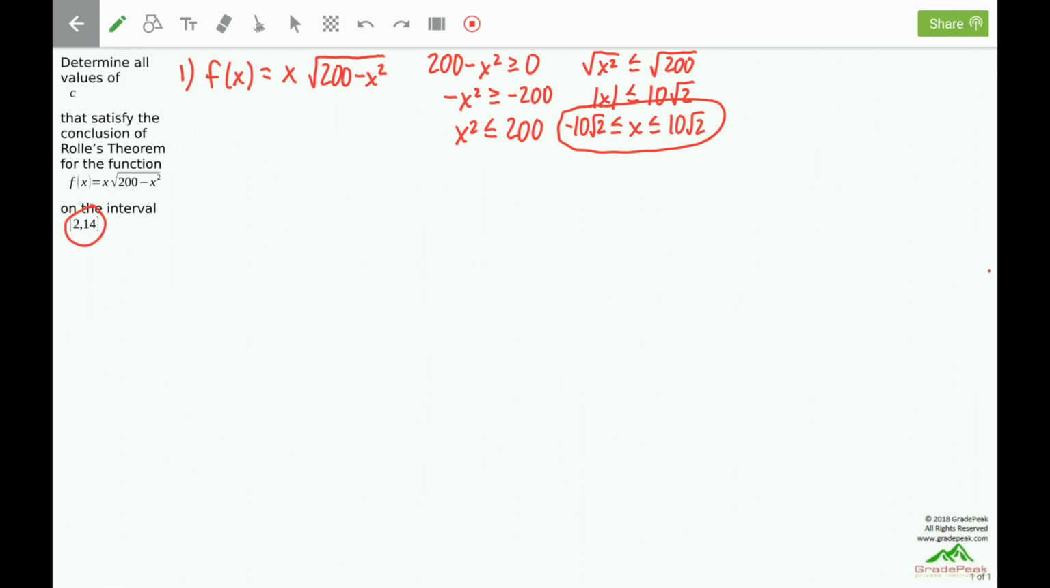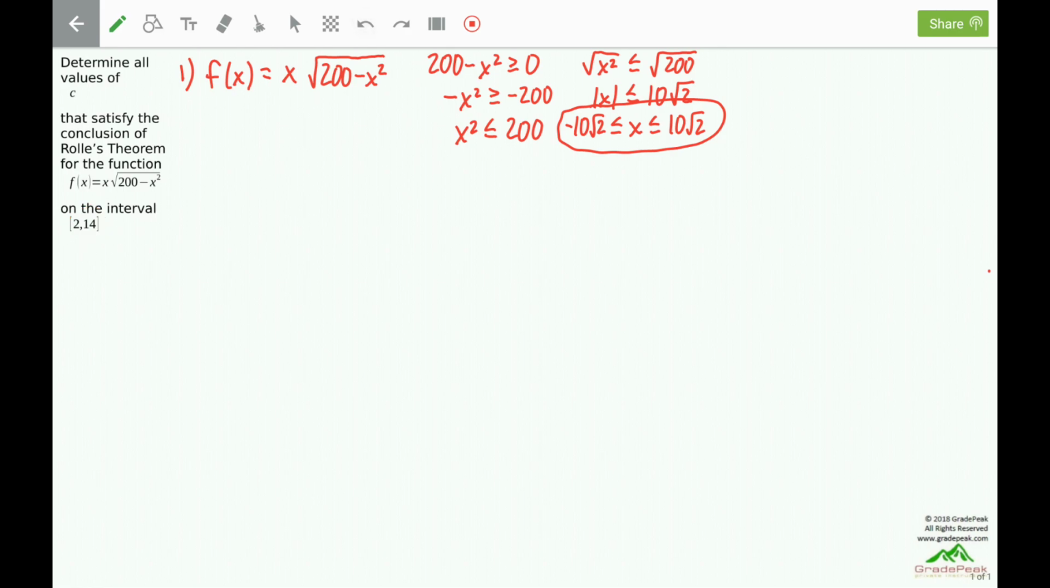The interval given, 2 to 14, has to be equal or smaller than the interval required. The left endpoint of the interval given, 2, is definitely within that range of negative 10 root 2 to positive 10 root 2. 14, we have to look a little bit closer. 10 root 2: root 2 is 1.414. If we times that by 10, it's 14.14. And 14 is slightly less than that, and so it is also within that interval.